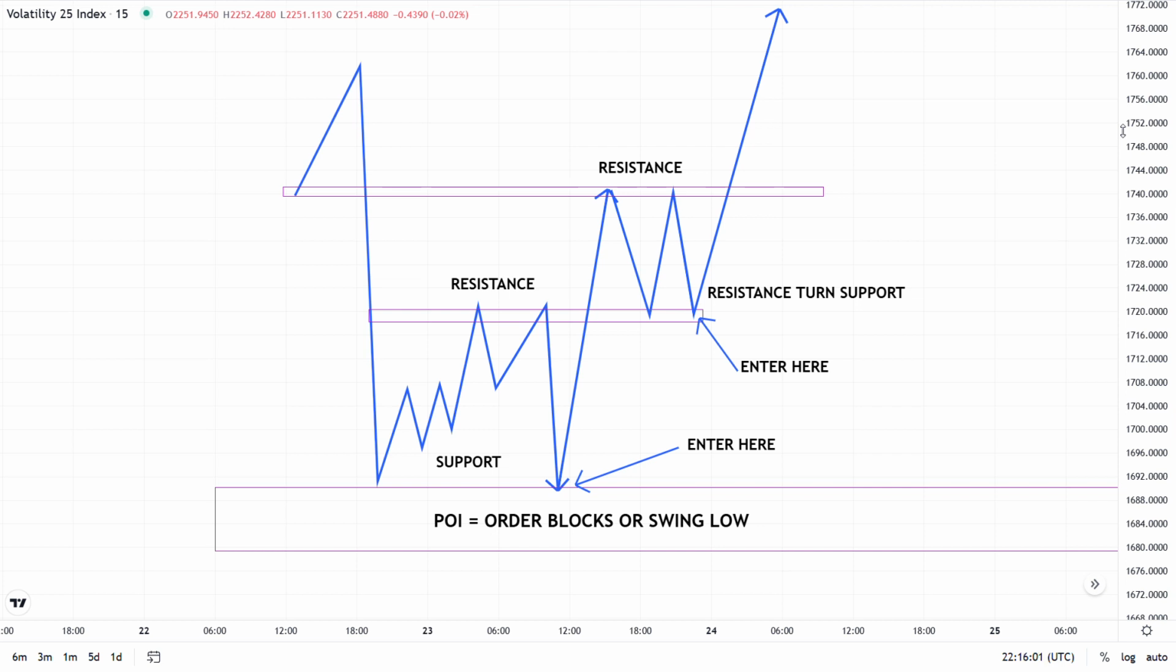Hello guys, welcome back to another price action video, and today we're going to be talking about the concepts of support and resistance and how you can make good trading decisions. The trading decisions you're going to be making are going to set you apart from a lot of traders out there because of the model of entry.